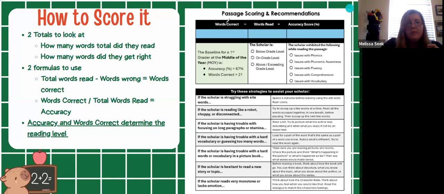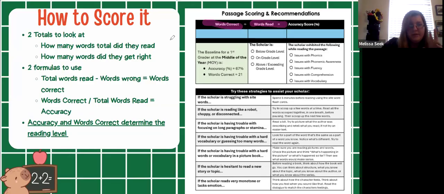Those are going to go in these boxes here. So you have your words correct and your words read. Those are your two most important raw scores that you're going to look at. After you have those, you are going to get their accuracy score. This is a percentage that tells you, out of the total words that they read, not the total of the passage, just the total that they read, how accurate were they in their reading?